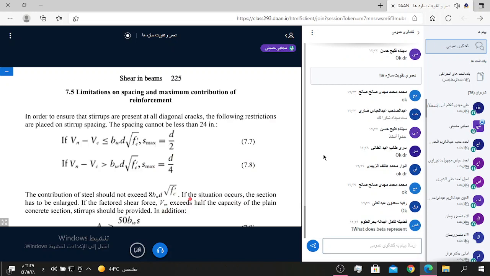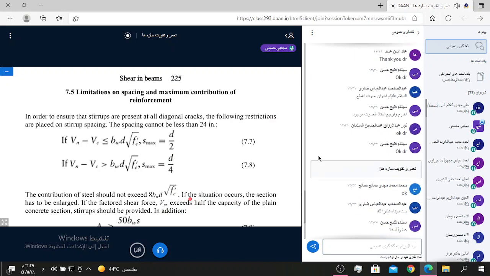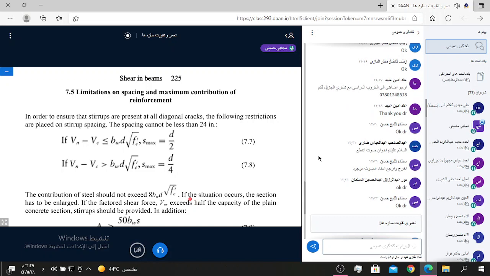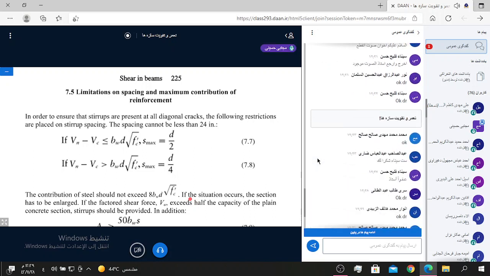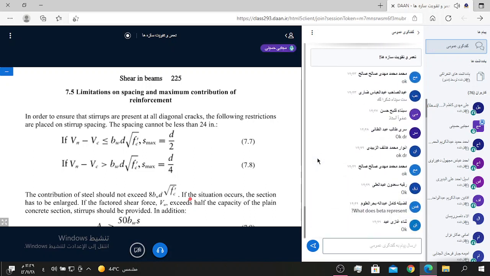You can see all the formulas about shear force that you use for design of a concrete beam. Previously you studied this formula, and also the limitations on spacing and maximum contribution of reinforcement, also for stirrups.